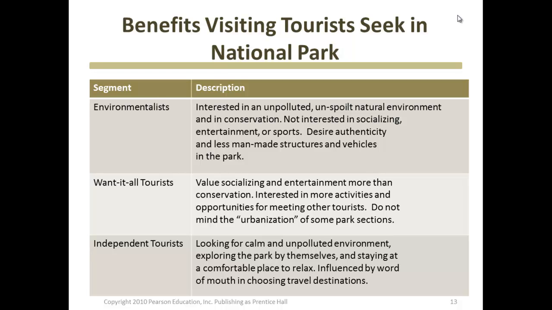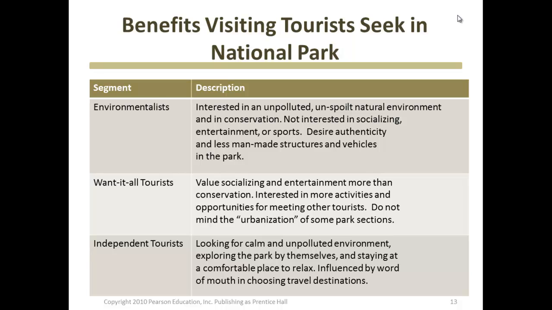The environmentalists would see as an interest that the area is unpolluted, unspoiled, and in conservation. These tourists are not interested in socializing, entertainment, or sports. They desire authenticity and less man-made structures and vehicles in the park.